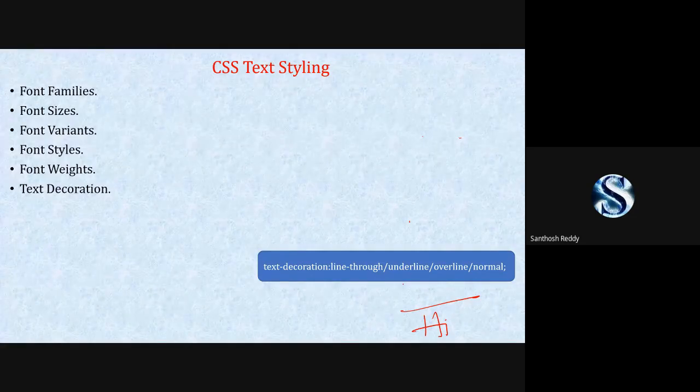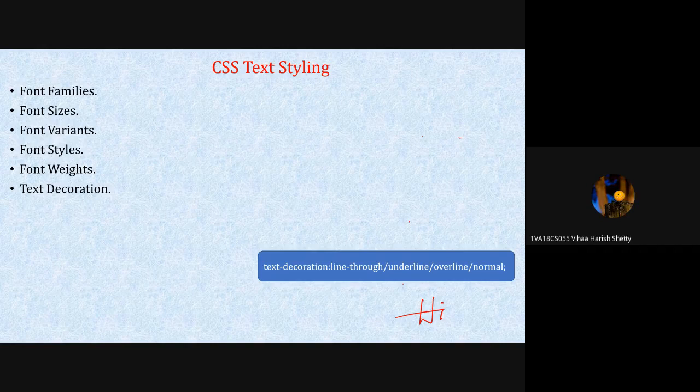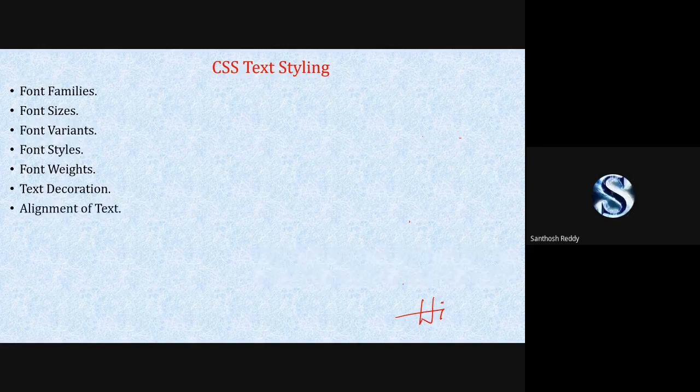Understood? Line-through in the sense it will just strike your content. Underline in the sense it will give one line under your content. Overline in the sense there will be one line above your content. Normal in the sense the text is displayed as you write it. Is it clear for everyone? Yes, sir. Okay.